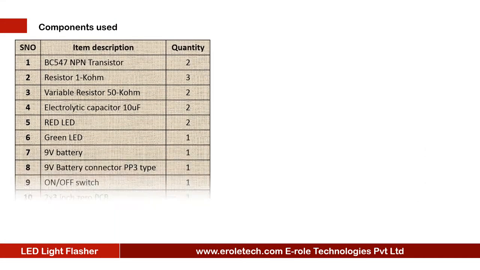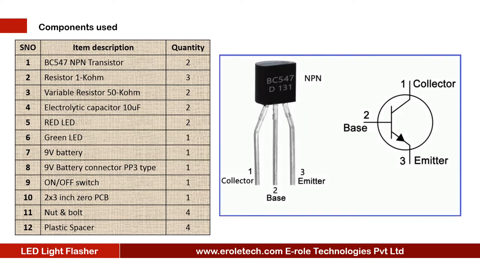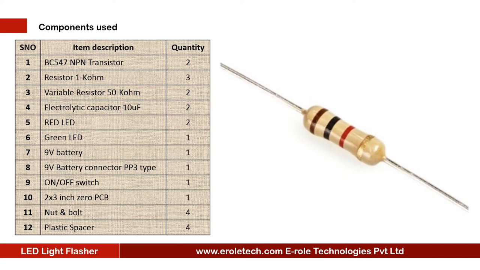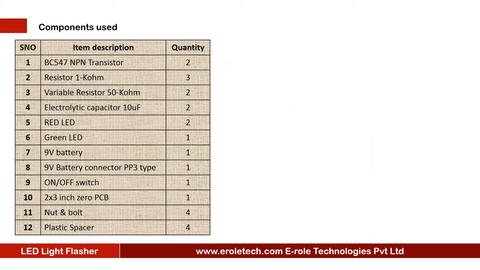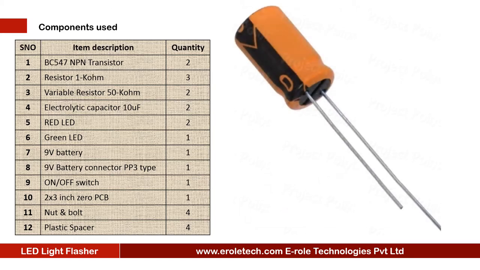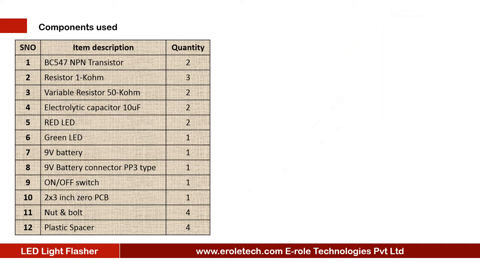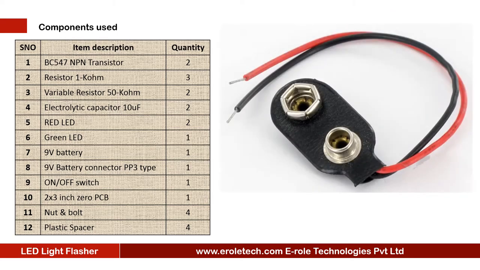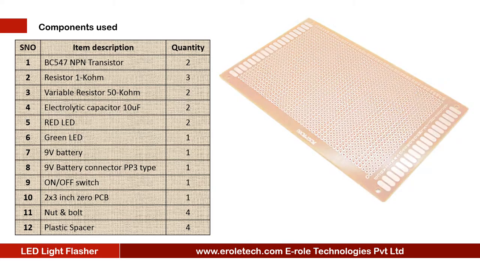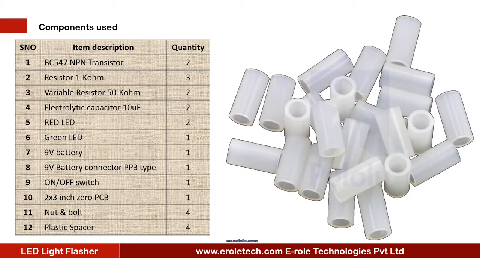These are the components which are needed in this project. Two NPN transistor BC547, 3 1 kilo ohm resistors, 2 50 kilo ohm variable resistors, 2 10 microfarad electrolytic capacitors, 2 red LED, 1 green LED, 9 volt battery, PP3 battery connector, on off rocker switch, 1 zero PCB, 4 screw with nuts, and 4 plastic spacers.